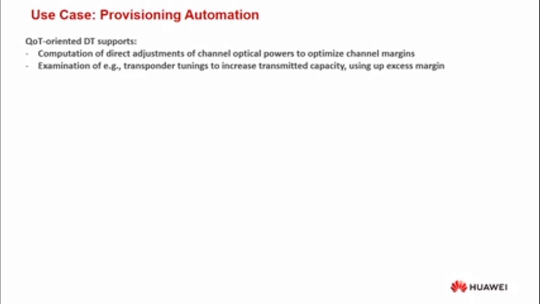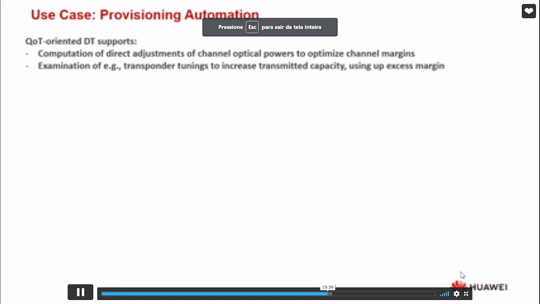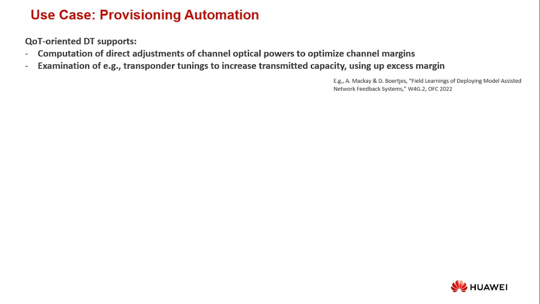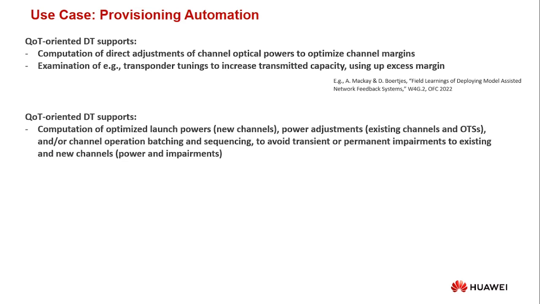In provisioning automation, we can compute directly the adjustments we need to optical powers, not only to optimize channel margins, but we can then examine possible transponder tunings to increase the transmitted capacity, using up some of that excess margin that was spoken about at OFC by some colleagues from Siena. But in general, we can use the DT to compute those optimized launch powers on new channels, and how to adjust powers in the existing channels. We can go to channel operation batching and sequencing, to try to avoid those transient or permanent impairments to channels.